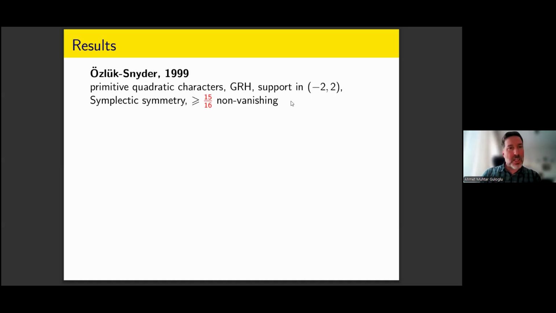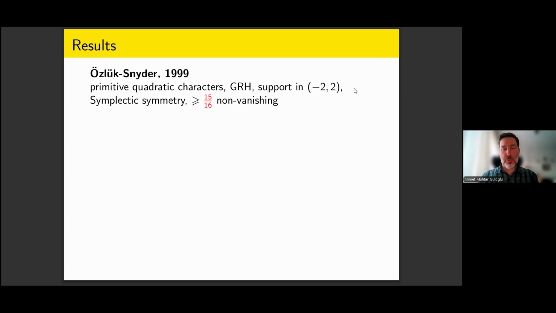So anyway, as I mentioned before, we have this percentage for non-vanishing. For quadratic characters, this is assuming GRH, and the Fourier support, as you can see, is between -2 and 2, and these two are related, as I told you. This is obtained exactly by subtracting from 1 one half times the square of this number. This will give you this number.